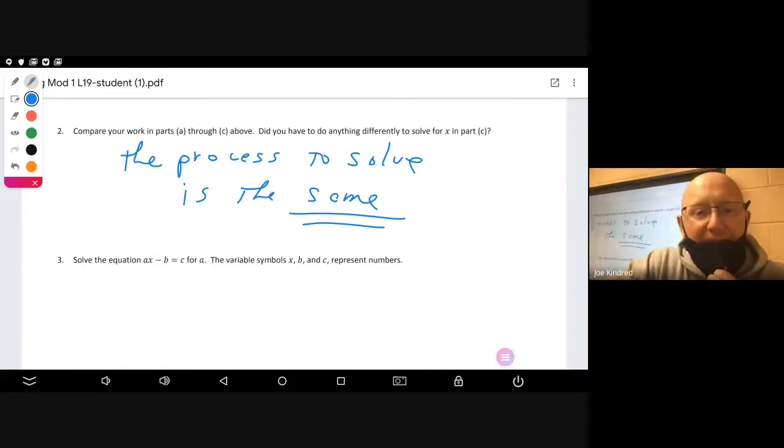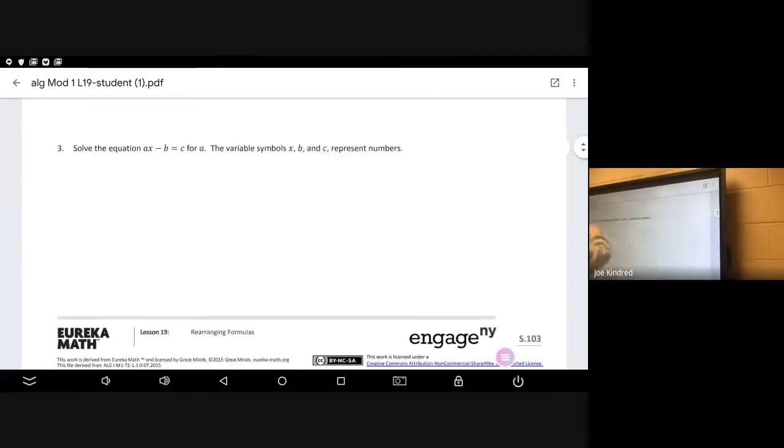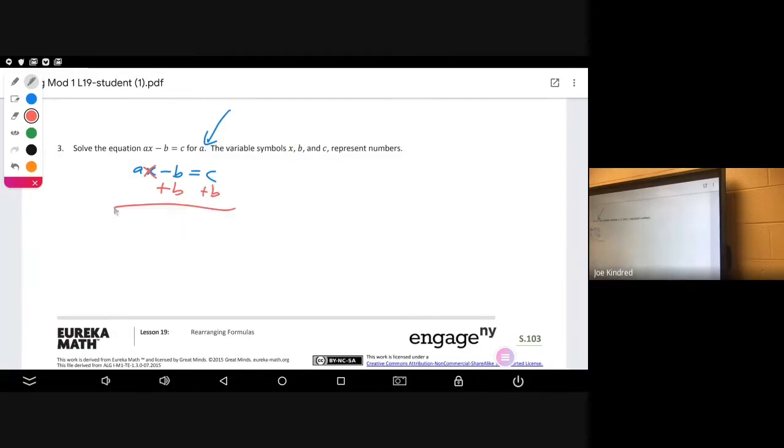Solve the equation ax minus b equals c for a. Uh-oh, same equation, except what did they change up? Well, they changed up the letter that we're solving for. So now we're solving for a. Okay, so I'm going to rewrite this. Now we're not solving for x, we're solving for a. So let's do it. We're going to do the same thing. Got to get that by itself. Remember, we're solving for a. Really important to understand that.